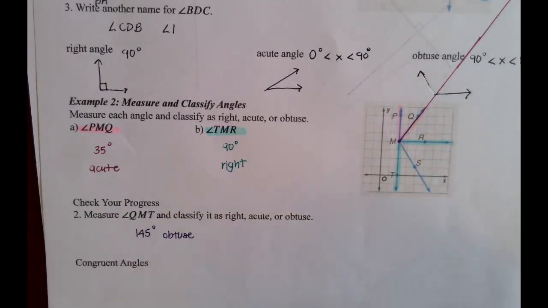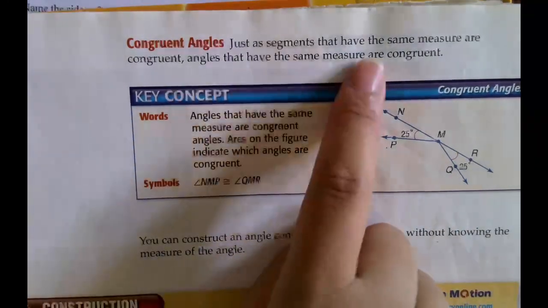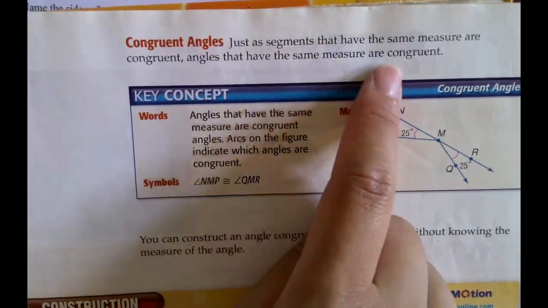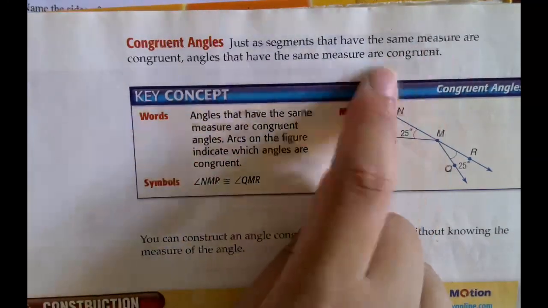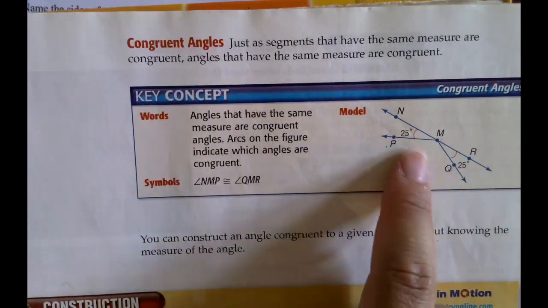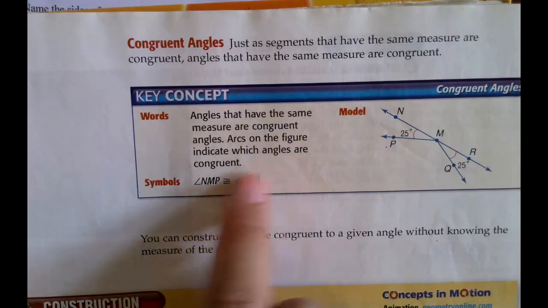Okay. The next part is on congruent angles. Here in your congruent angles, just as segments that have the same measure are congruent, if angles have the same measure, they are congruent as well. How we know that they are congruent is either by the written measure or here, arcs on the figure indicate which angles are congruent.